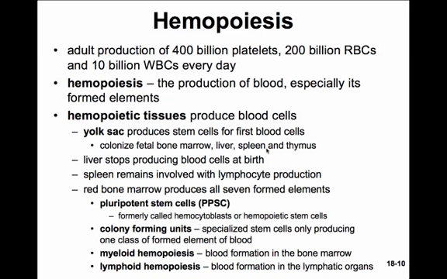Myeloid hemopoiesis is blood formation in the bone marrow, whereas lymphoid hemopoiesis is formation in the lymphatic organs. So that brings us to the end of the introduction to this chapter. In the next section, we'll move on to specific details about erythrocytes.